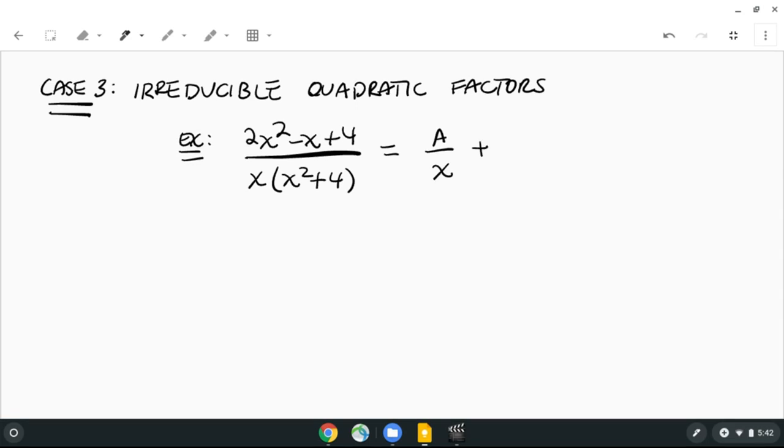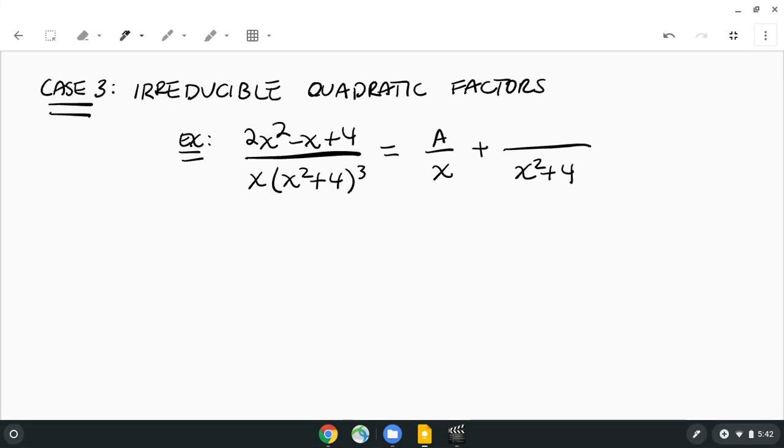Now for the quadratic, the quadratic is x squared plus 4. So that's a quadratic factor. That's not a repeating factor. If I had a 3 on the outside, now it's a repeating factor. It repeats 3 times. But this is not a repeating factor. That's a degree 2. That's a quadratic factor.